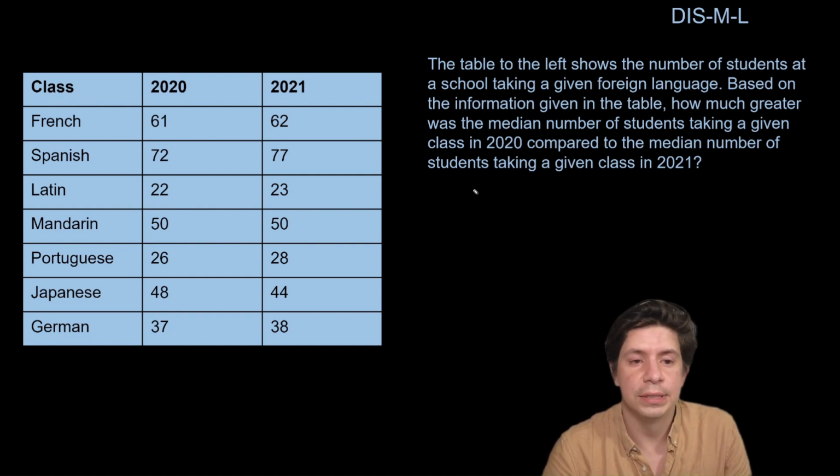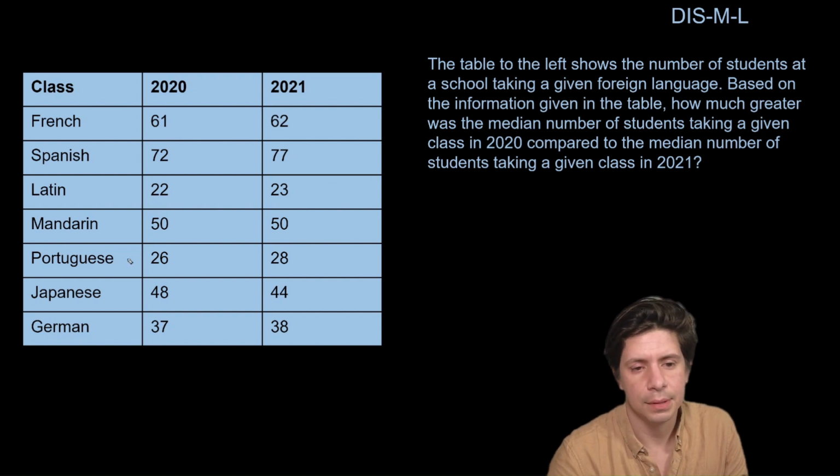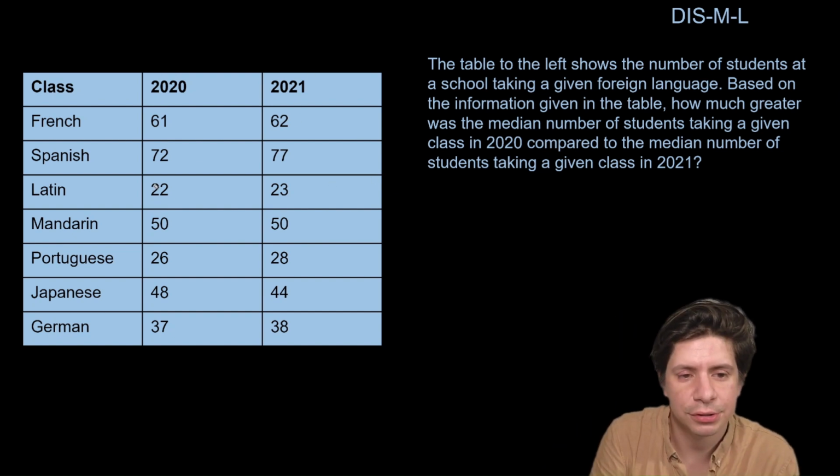In 2020, the median, so again, let's start with the minimum, 22. I'm going to eliminate that with the maximum, 72. Then I have 26. I'm going to eliminate that with the new maximum, 61. Then I have 37. I'm going to eliminate that with the new maximum, 50. So I have 48.